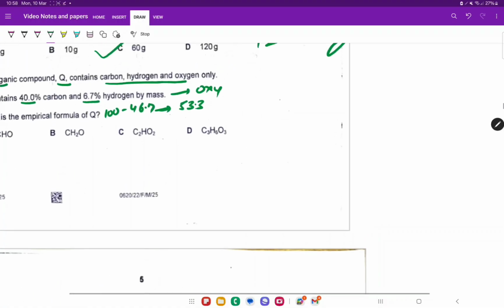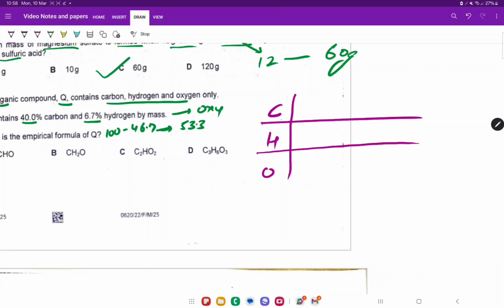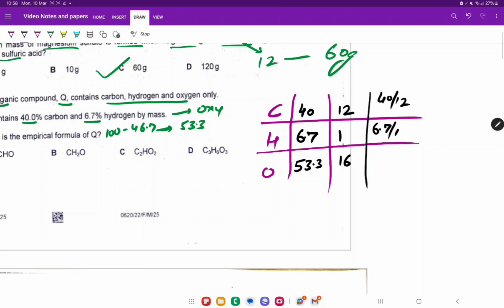Now we will make a table for this: carbon, hydrogen and oxygen. The percentage of carbon given is 40%, hydrogen is 6.7%, and oxygen we calculated as 53.3%. So this is my percentage. Now the atomic masses: carbon is 12, hydrogen 1, oxygen 16. Now I will find the moles. Moles is 40 divided by 12, 6.7 divided by 1, and 53.3 divided by 16.